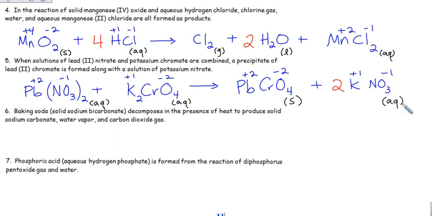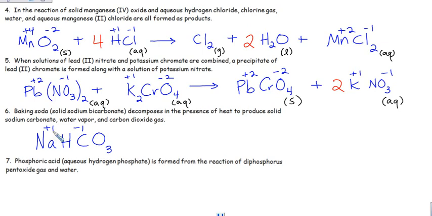Let's look at 6 and 7. Baking soda is solid sodium bicarbonate. I wanted to mention this one because bicarbonate is a polyatomic. It's hydrogen carbonate. And the whole thing has a charge of -1. Sodium is +1. So it is neutral. Sometimes people will try to do like 2 carbonates. They'll think that bi should mean 2. No, it's like hydrogen carbonate. If you look it up on your polyatomic sheet, it's listed there, bicarbonate.